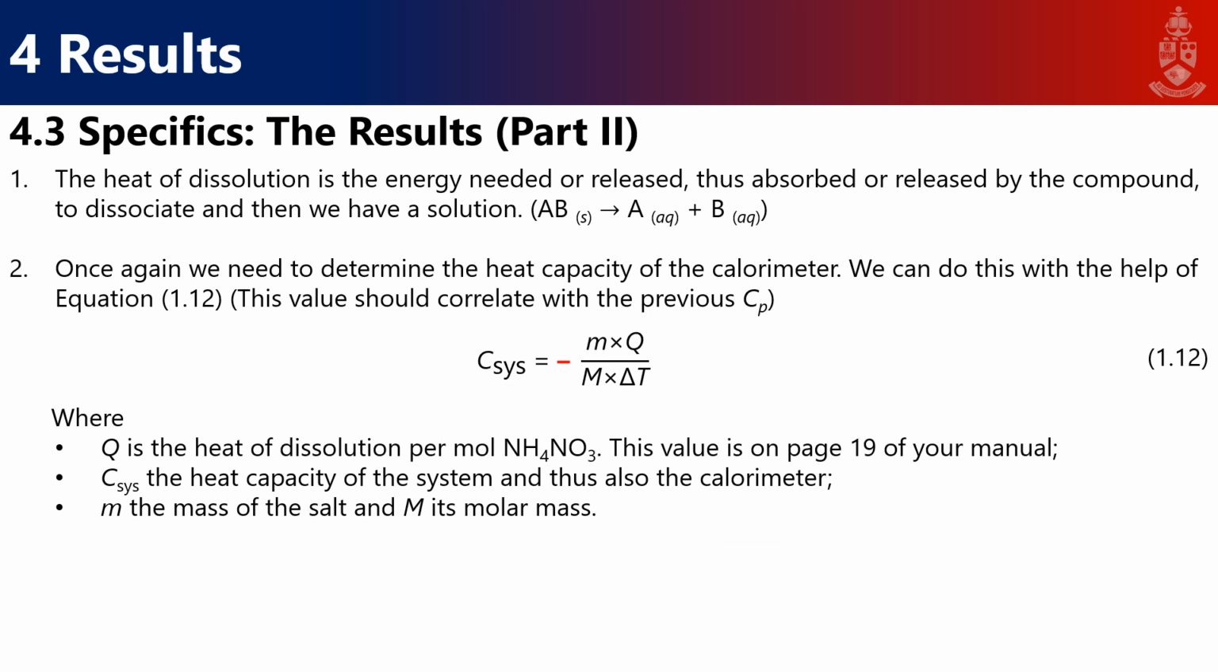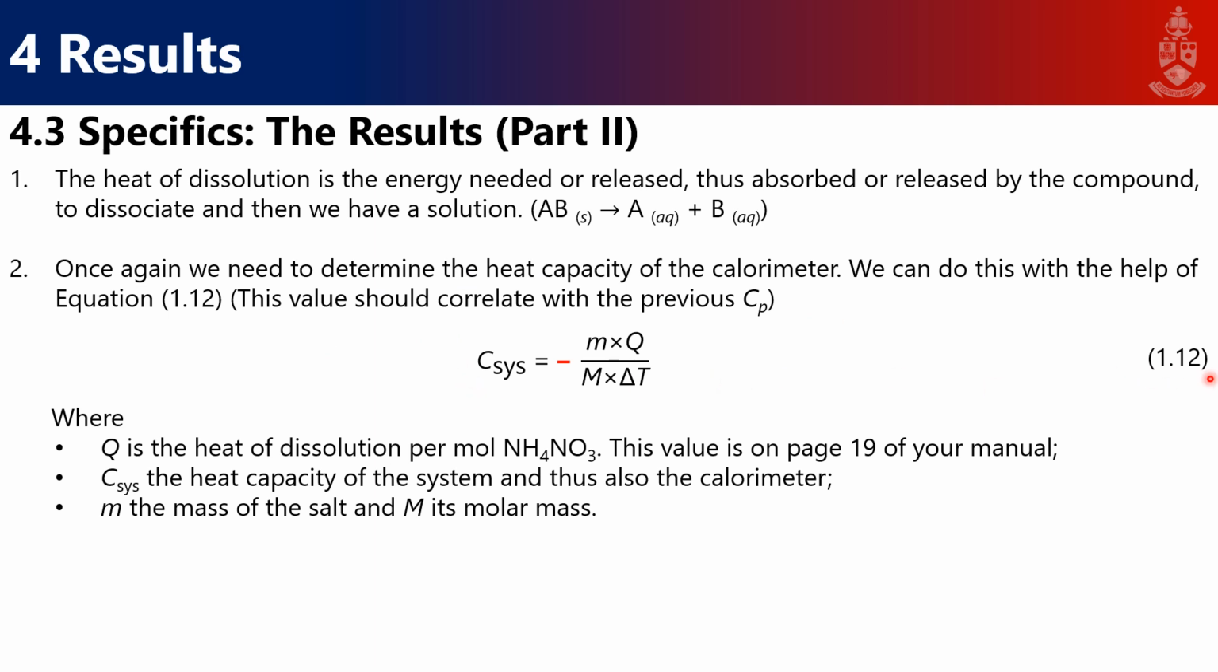Right, so the specifics for part 2. Remember, in part 2, we looked at the dissolution of a solid to aqueous conditions, in other words, AB to A and B in aqueous conditions. To start off this part, we again first determine the heat capacity of our calorimeter. The reason we do it is we need to determine it for the specific method again, and in case there were any changes during the experimentation, because we've done a lot to the system since we started the day.